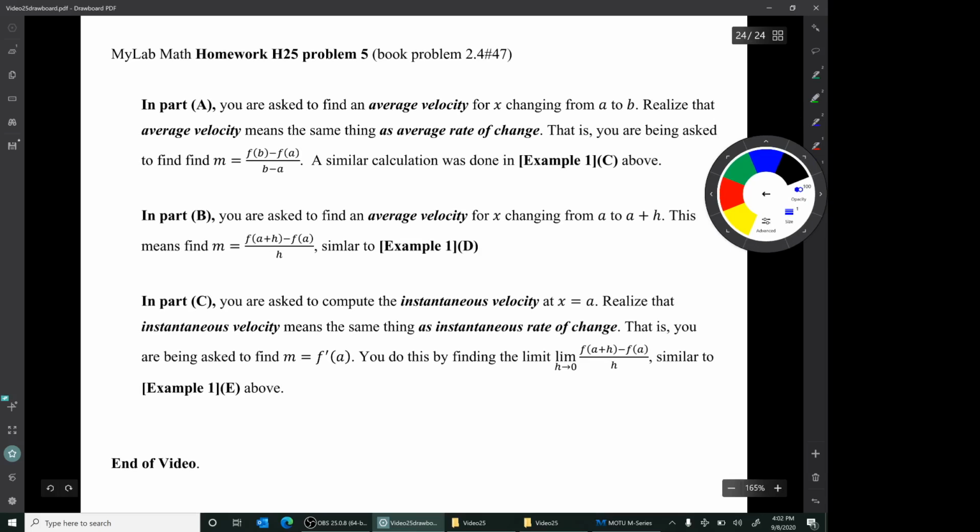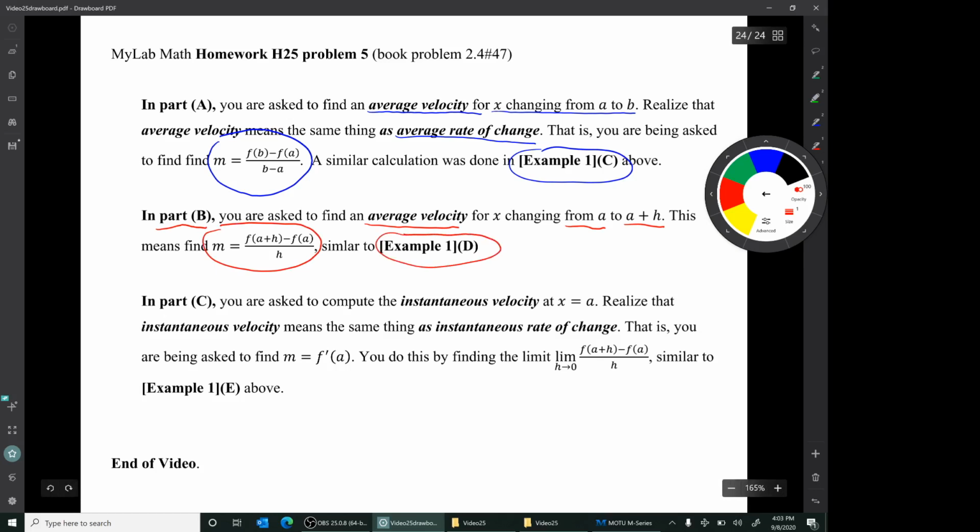And then finally, in problem 5, you have a problem about velocity. You're asked to find average velocity for x changing from a to b. Well, that means the same as average rate of change. Remember, I discussed that earlier when I talked about velocity. In other words, you're being asked to compute one of these kinds of things, which is like what we did in example 1C. In part B of problem 5 on the homework, you're asked to find an average velocity for x changing from a to a plus h. So that means you're going to be computing one of these sorts of things, like we did in example 1D.